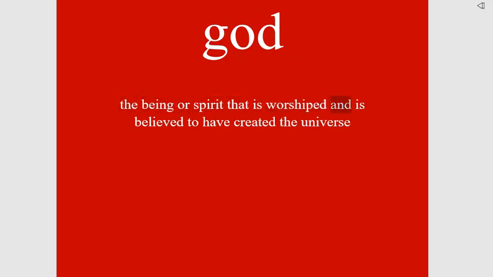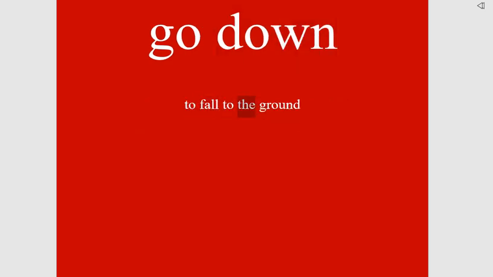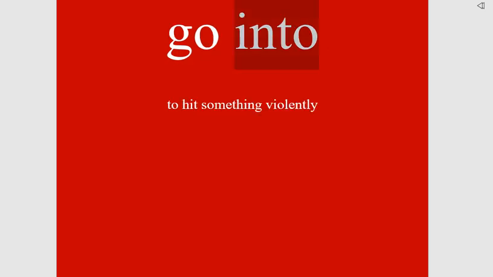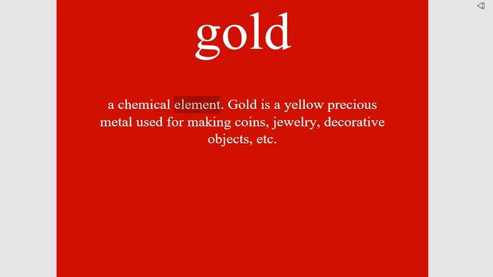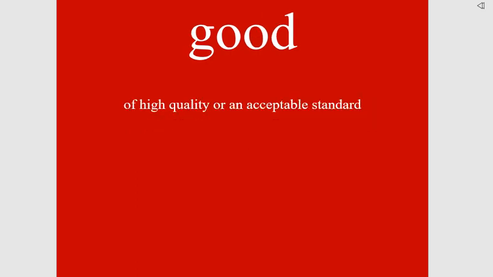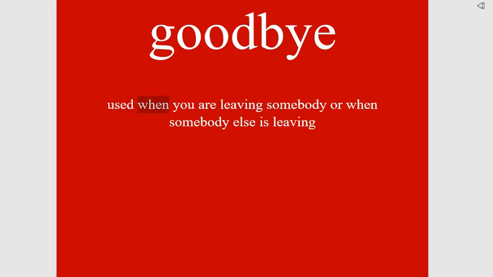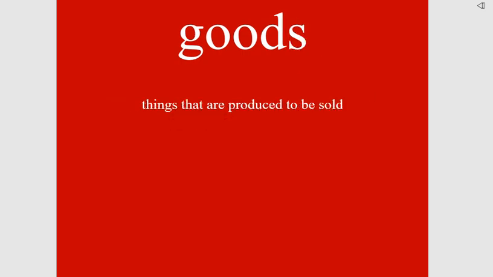God. The being or spirit that is worshipped and is believed to have created the universe. Go down. To fall to the ground. Go into. To hit something violently. Gold. A chemical element. Gold is a yellow precious metal used for making coins, jewelry, decorative objects, etc. Good. Of high quality or an acceptable standard. Goodbye. Used when you are leaving somebody or when somebody else is leaving. Goods. Things that are produced to be sold.